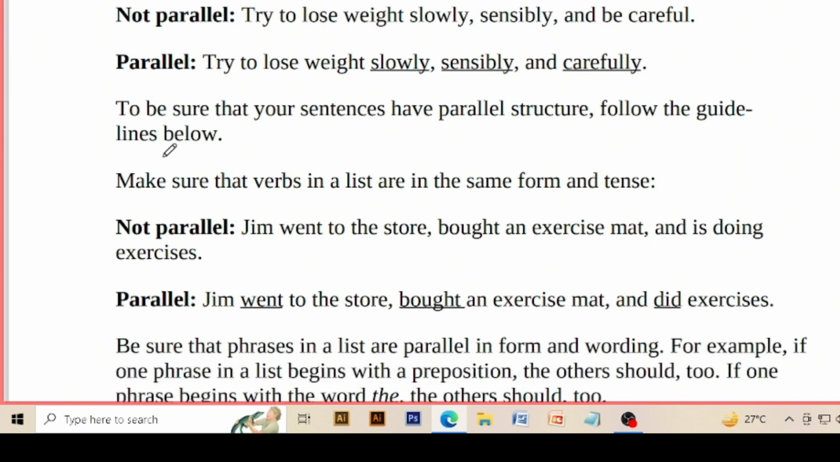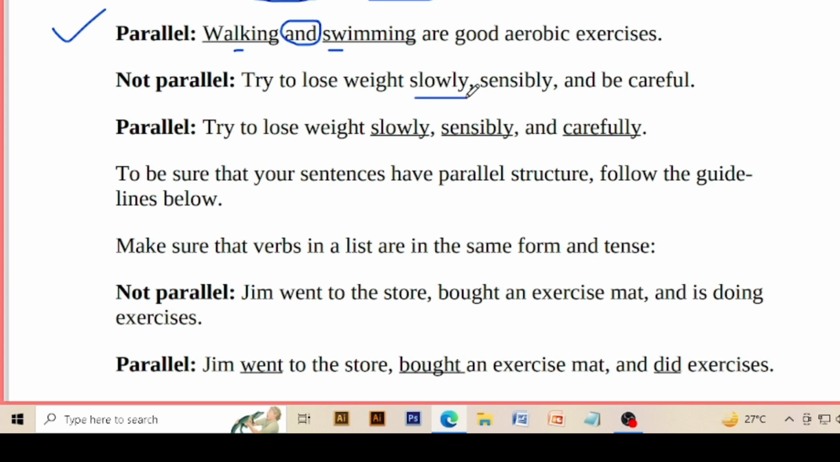Another example, try to lose weight slowly, sensibly, and be careful. Because slowly, sensibly, but be careful, tara non-parallel sentence kore bolcho, so be careful jaegay ami carefully likhe bollam. Okay, to make them in the same tense, to make it a parallel structure sentence. To be sure your sentence has parallel structure, follow this guideline or these guidelines.